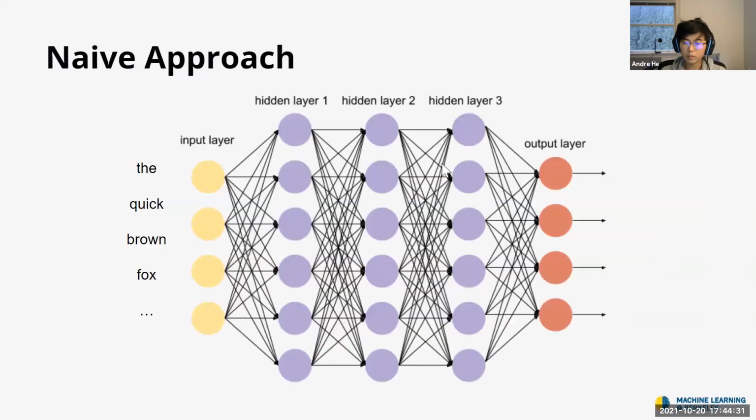Our naive approach for this sort of problem, using what we have before, is just to stack a few fully connected layers on top of it. Of course, at some point, this neural network will be expressive enough that it can actually learn the problem well in theory, but in practice there are several problems.